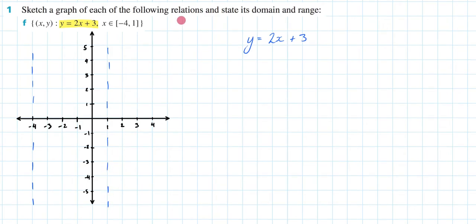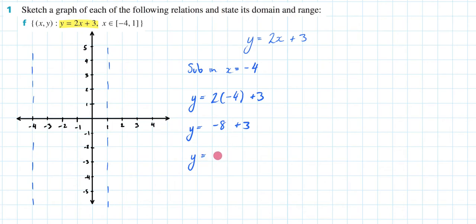So now what I'm going to do is find out what my y value is going to be when x equals -4. So I'm going to sub in x equals -4. I'm going to get y equals 2 times -4, plus 3, y equals -8 plus 3, y equals -5. So I could therefore say that my coordinate is going to be (-4, -5).